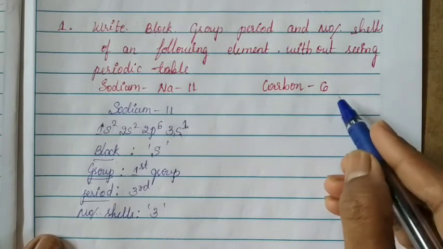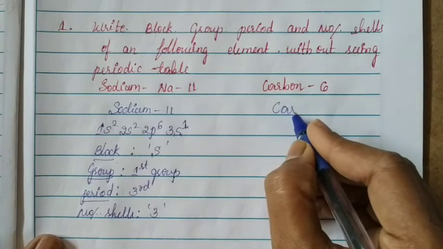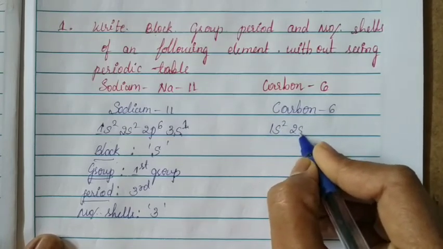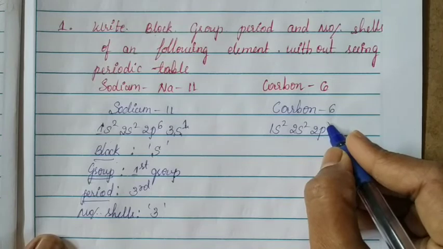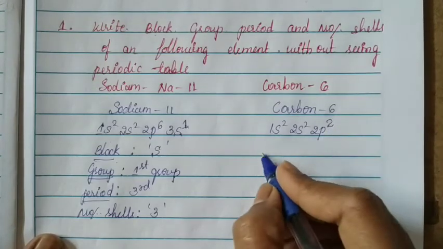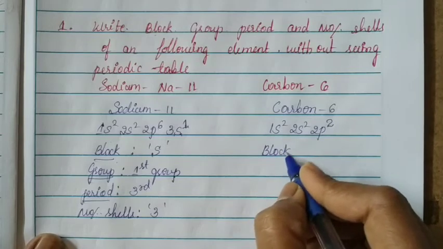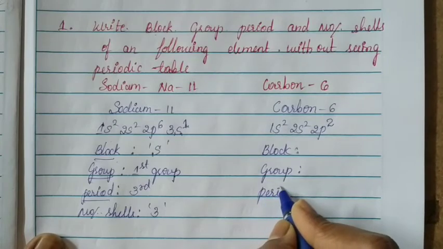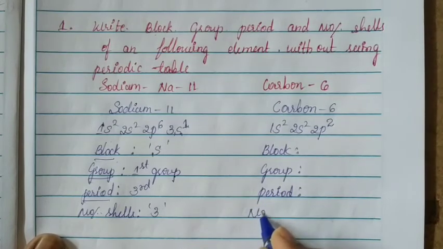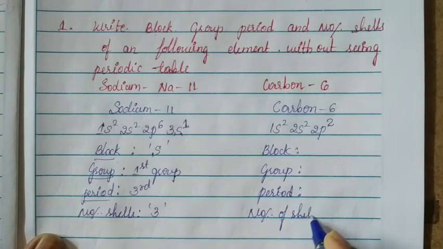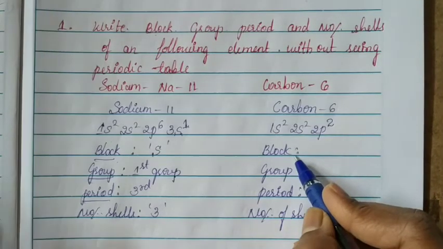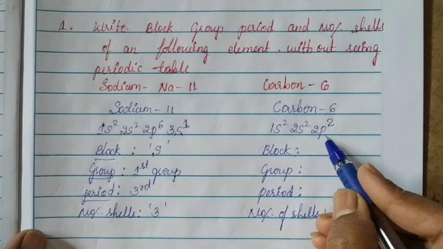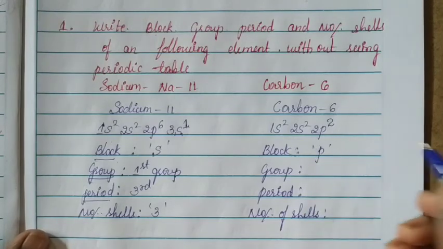Okay, children. Now come to carbon. Carbon's atomic number is 6. The electronic configuration is 1s2, 2s2, 2p2. Now let's write one by one: block, group, period, and number of shells. Look at children, block. The valence electron is filled in which subshell? P subshell. So it belongs to the P block.